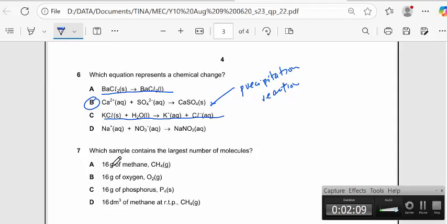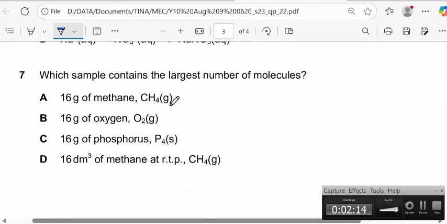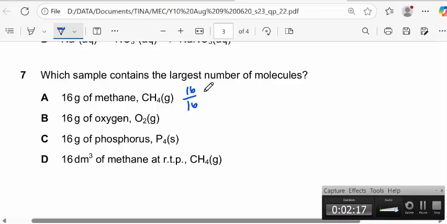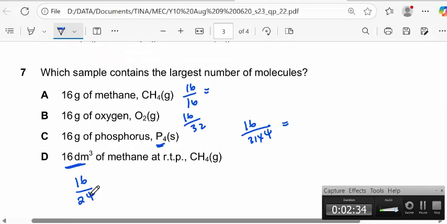Which sample contains the largest number of molecules? You have to calculate each and every one. That means mass over molar mass. Phosphorus is 31 times 4, that's the molar mass. This one is volume over molar volume. These three are mass, so you take mass over molar mass.